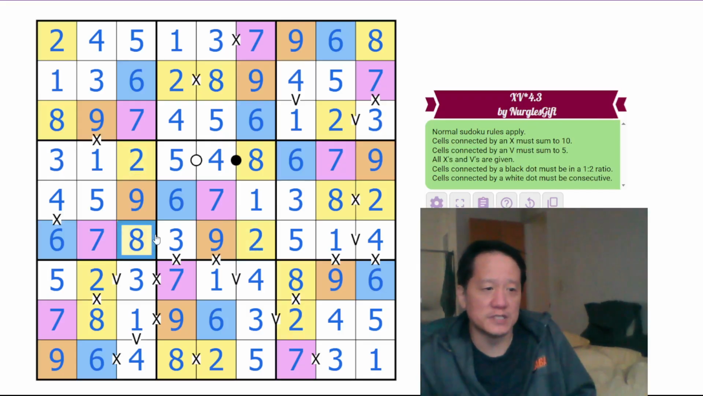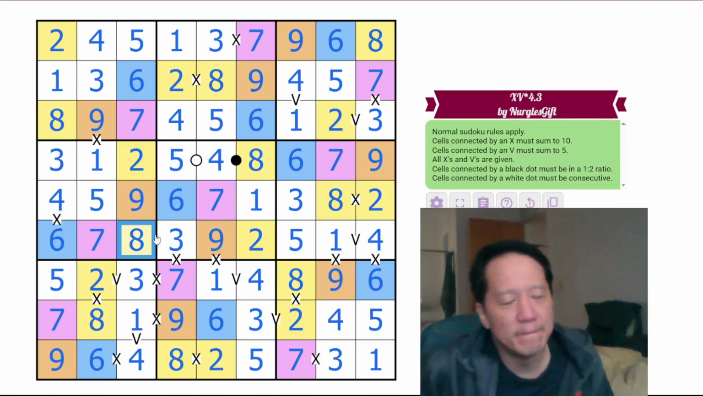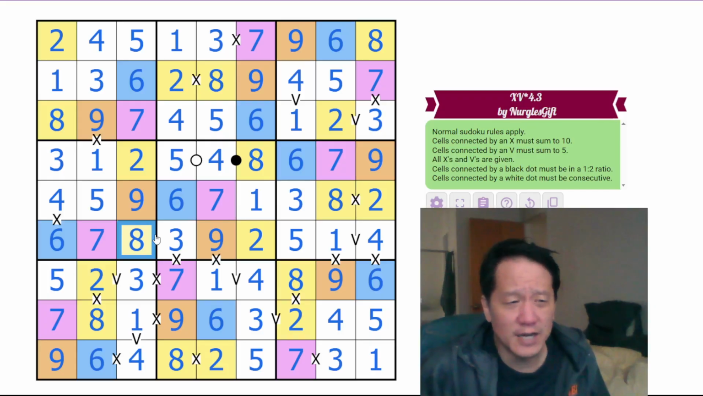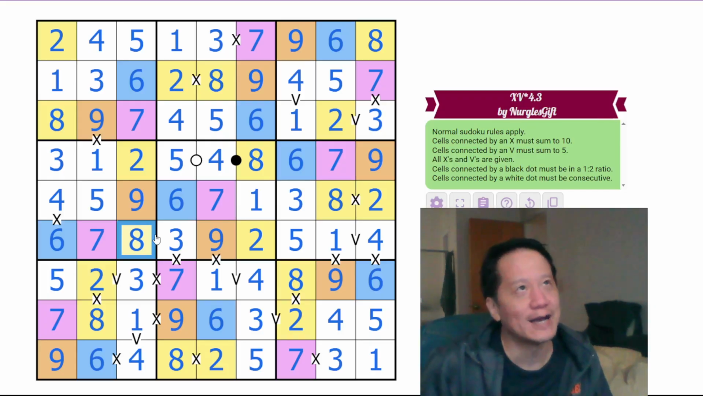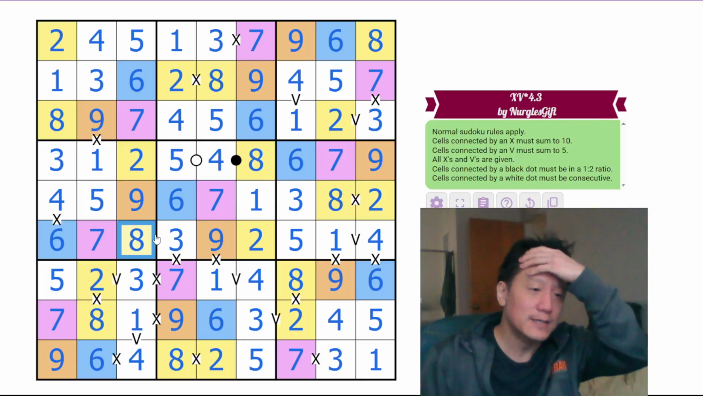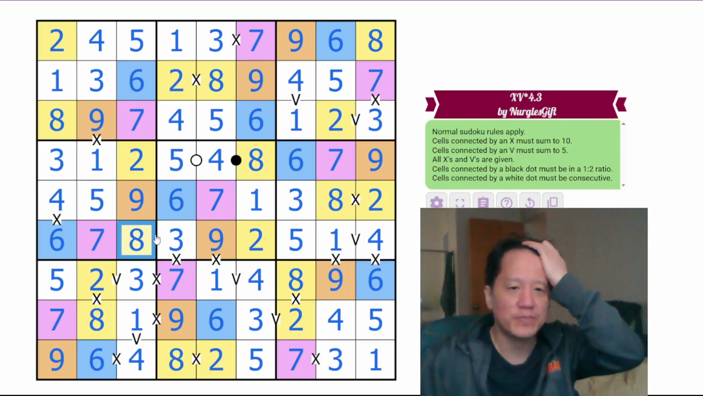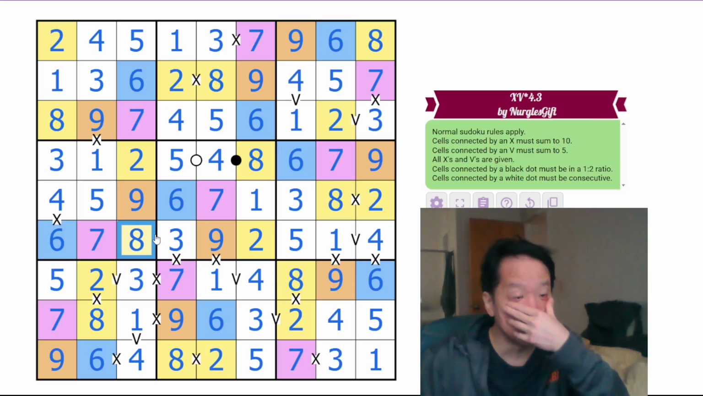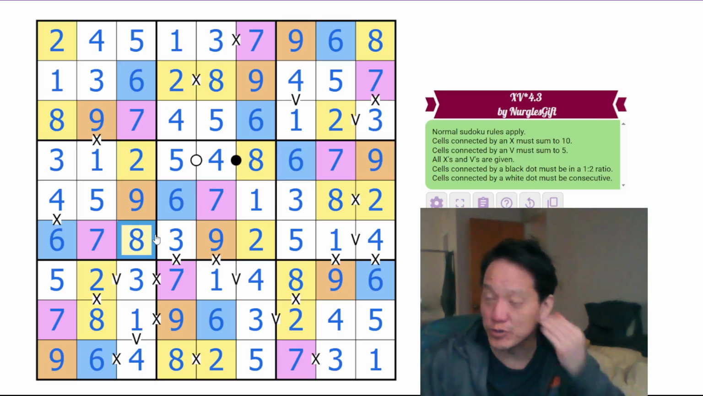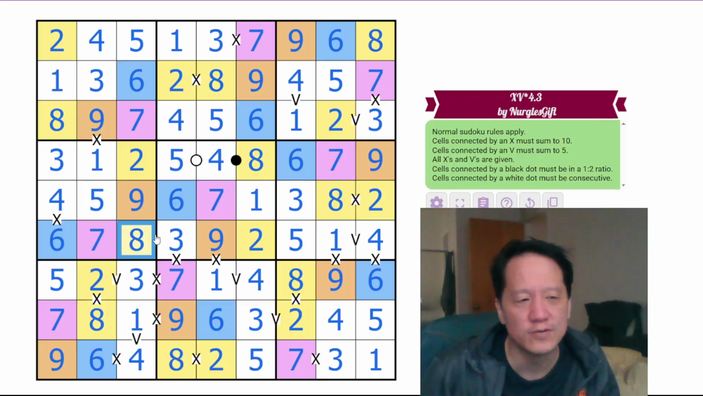This probably was the easiest XV puzzle I've done by Nurgle's Gift. But it's still kind of challenging. Not challenging, but it's basically not very easy, I would think. The execution definitely isn't very easy. The logic behind it does make sense, is fairly straightforward, but I think I would rate this easy versus very easy, but that's just me.